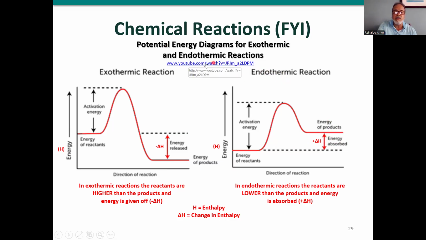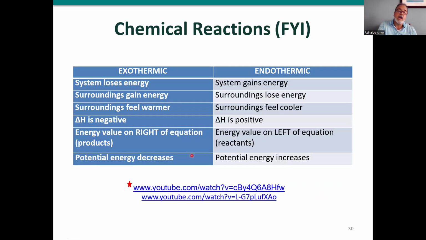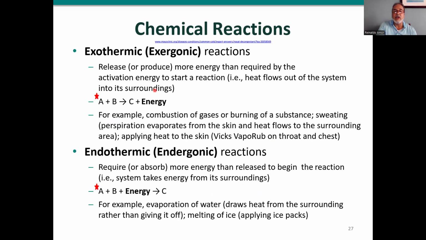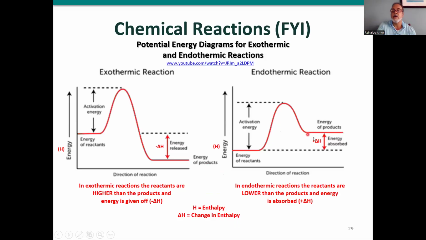But in here, there is a video that is very good. You can watch that video if you want to have a better understanding of these graphs. Here's a sum up of both exothermic and endothermic reactions. The exam might be as simple as asking you, where do you find the energy, on the side of the products or on the side of the reactants? If it's on the side of the reactants, that means it is an endothermic reaction. Endothermic reactions, delta H is going to be positive. Energy is being absorbed. But in an exothermic reaction, delta H is going to be negative. So energy is being released.